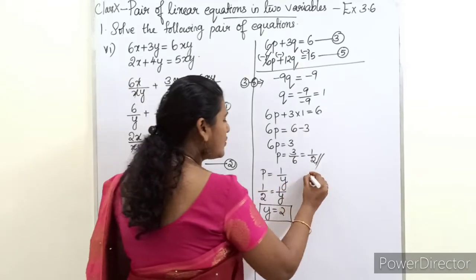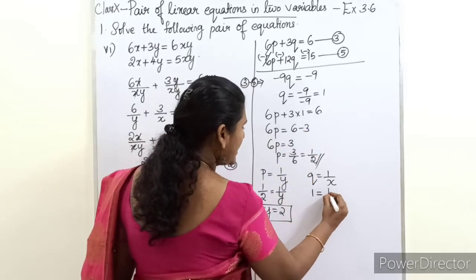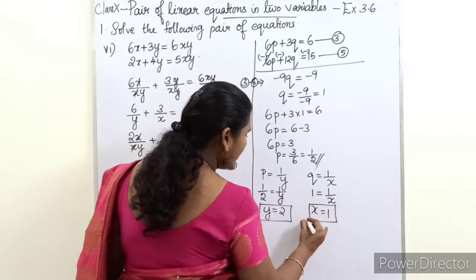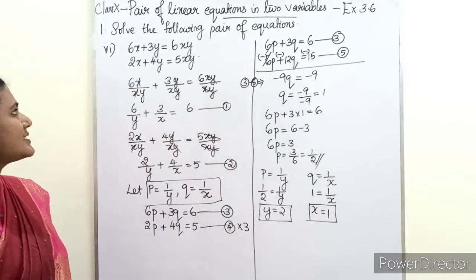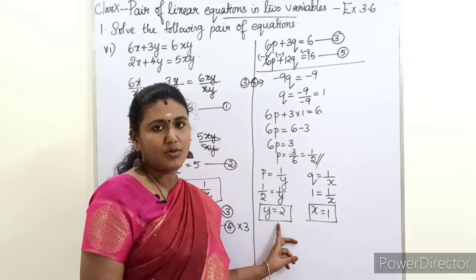And q is equal to 1 by x. And q is equal to 1. So 1 is equal to 1 by x. So x is equal to 1. So the value of x and y, we got the solution of the given equation. x is equal to 1 and y is equal to 2.